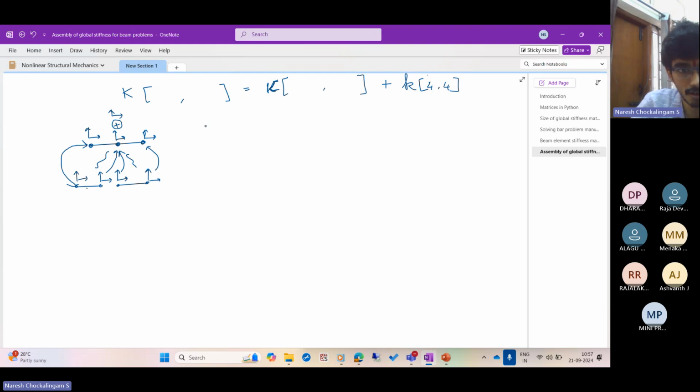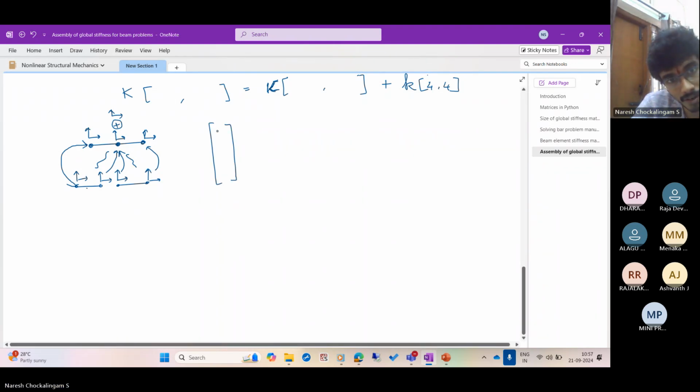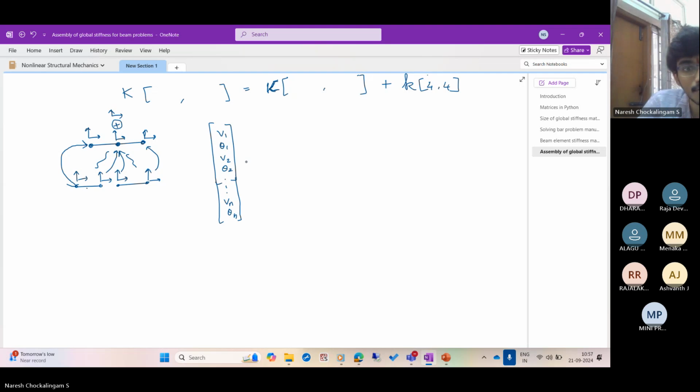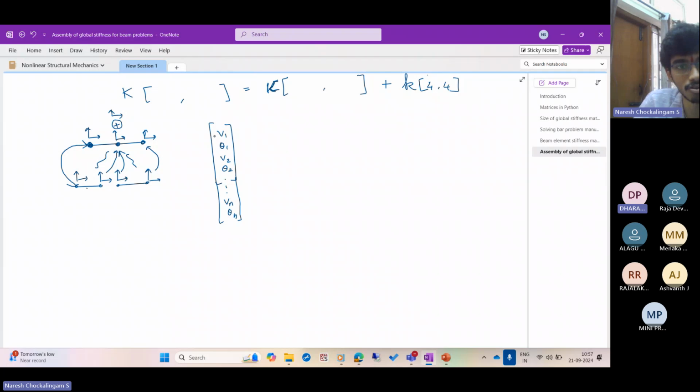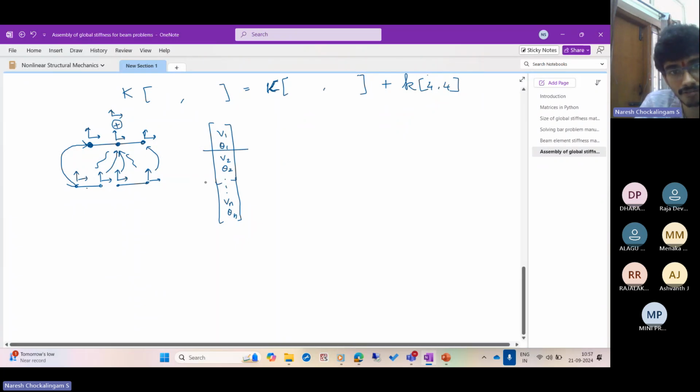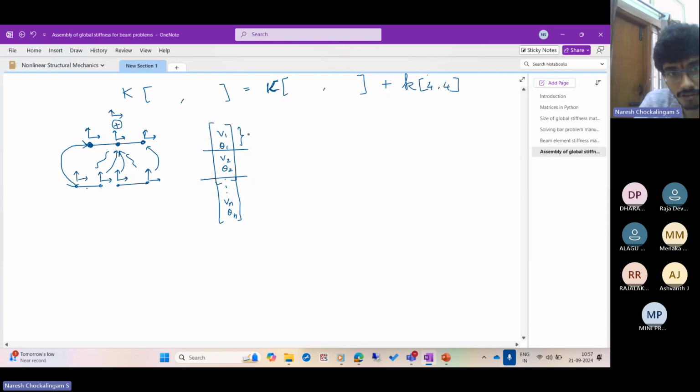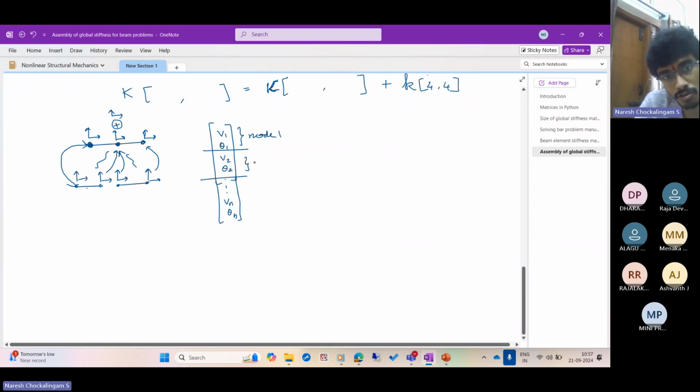The middle shared node gets contributions from both the first element and the second element. Now, if you look at the full stiffness matrix, you have V1, theta 1, V2, theta 2, and so on, V3, theta 3, up to Vn, theta n. Corresponding to every node of the structure, how many degrees of freedom do we have? How many rows in the stiffness matrix? 2. So these 2 are for the first node, these 2 are for the second node, and this is for node n.